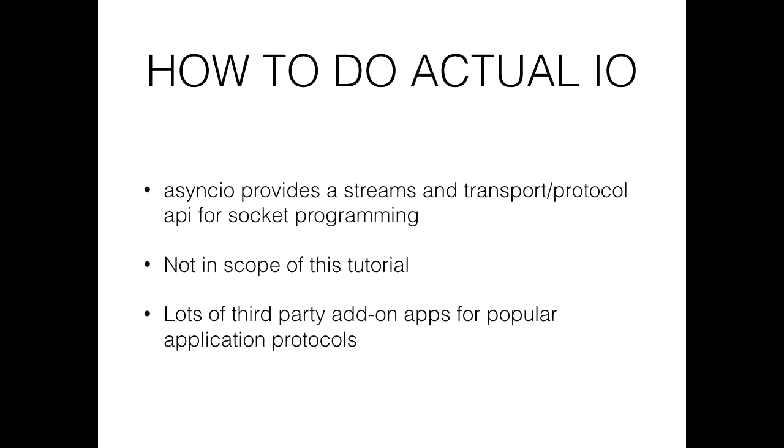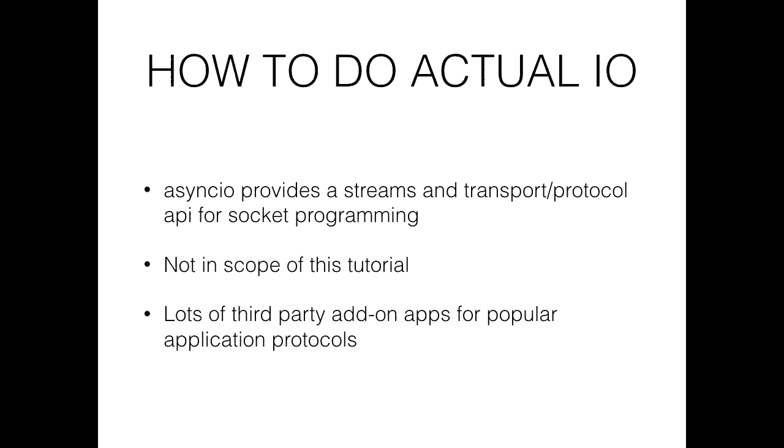Okay, but I'm going to skip a couple examples because I want to get to the important part, the meaningful part. How do we do actual I/O? Sleeping's great, but it gets boring after a while. So asyncio provides two different APIs, one called Streams and one called Transport Protocol, for socket programming. I'm trying to make this a novice tutorial, so I'd rather not get into socket programming. It's not in scope.